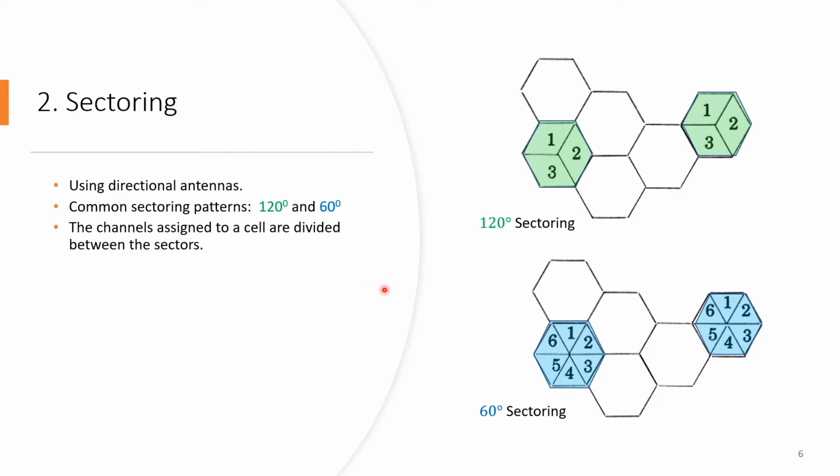The channels assigned to a cell, of course, will be divided over the sectors. So if I have 60 channels, for example, then we'll have 20 channels per sector here, or 10 channels per sector here.